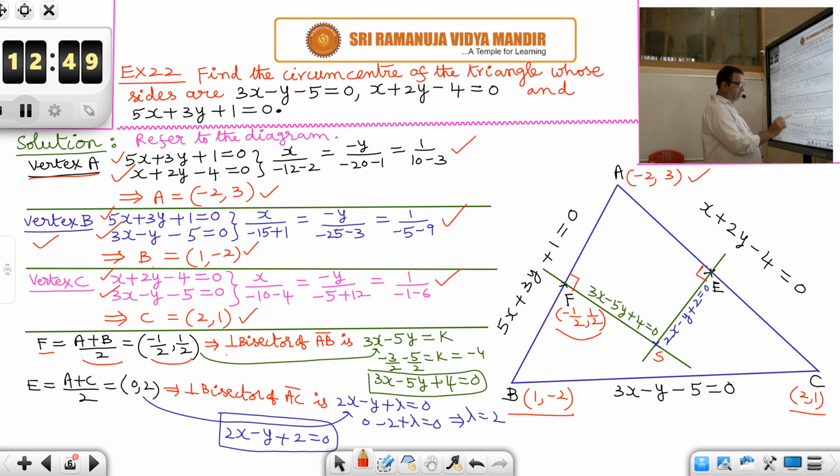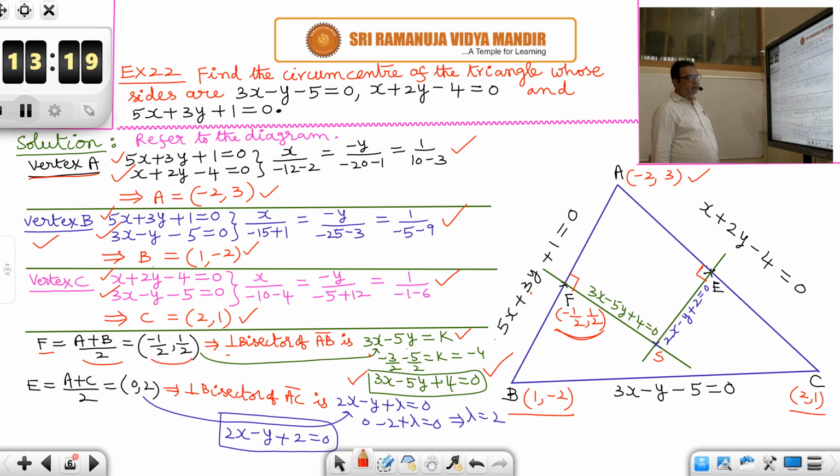Now, the perpendicular bisector of the side AB. AB is 5x plus 3y. Therefore, the perpendicular bisector will be 3x minus 5y is equal to k. But how do you get k? It is passing through the point F, minus 1 by 2, 1 by 2. So by substituting that point, you find the value of k. K is equal to minus 4. So therefore, the equation of the perpendicular bisector, I have found, is in the green color here.